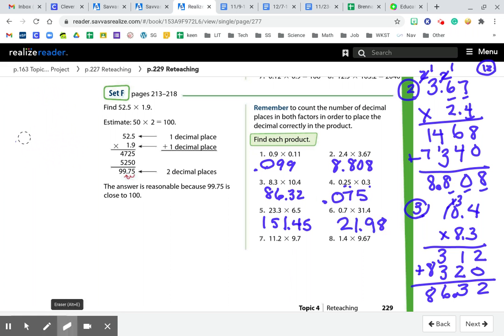Always try to get that estimation in there. It'll help you check to make sure your decimal's in the right place. It'll give you a good heads up on that.